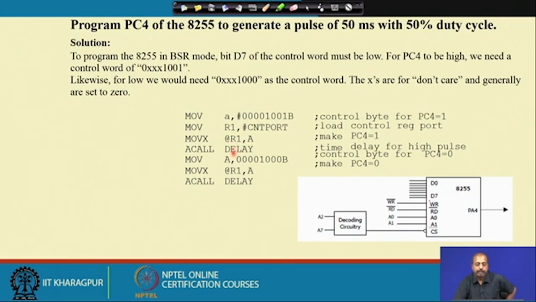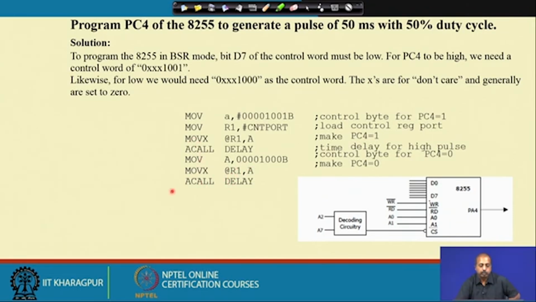Then we put a delay, then now we have to make that PC4 0. So, in this control setting there should be a hash here, the hash is missing. This particular control setting will make this PC4 equal to 0, and then the same thing: R1 has got the control port address. So, MOVX @R1, A. This will be moving the content of A register onto the control port, then a call to delay. So, it will be delaying this.